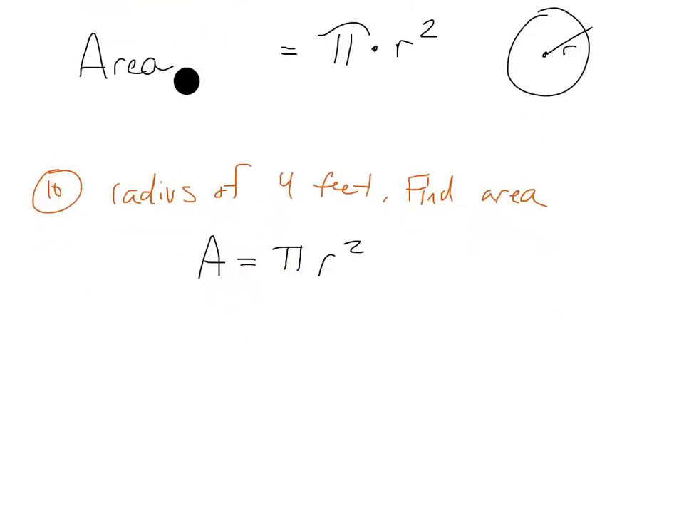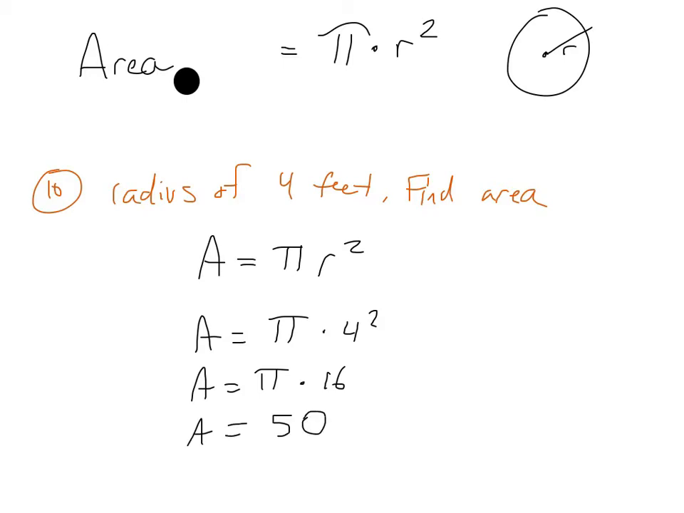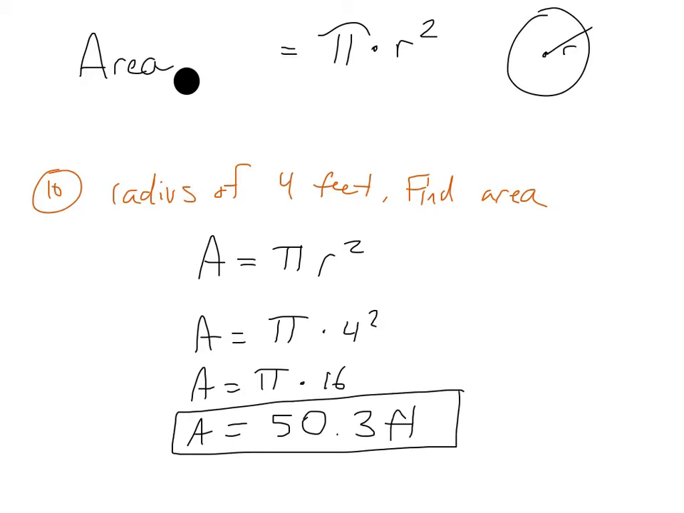So I'm going to take A, that equals pi times what is r? Well, they told us r is the radius and it's 4 feet, so I'm going to take 4 squared. Simplifying it down even further, we get pi times 16. And when you take pi times 16, what you end up getting is A equals, rounded to the nearest tenth, we'll say 50.3 feet. All right, there you go, easy as that.